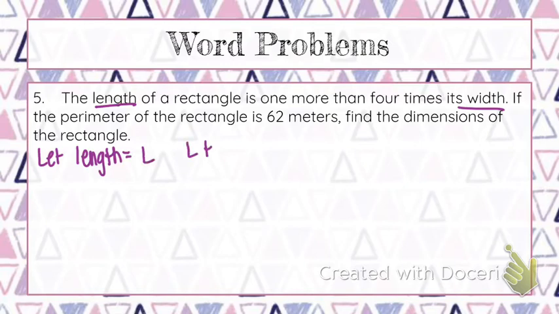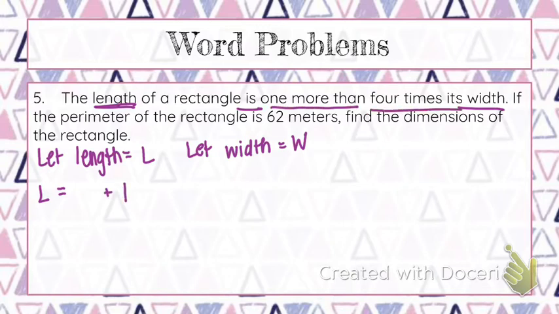Let width equal W. And what we know is that the length is, meaning equals, 1 more than, so something plus 1, 4 times its width, 4W. And then we also know that the perimeter is 62 meters.